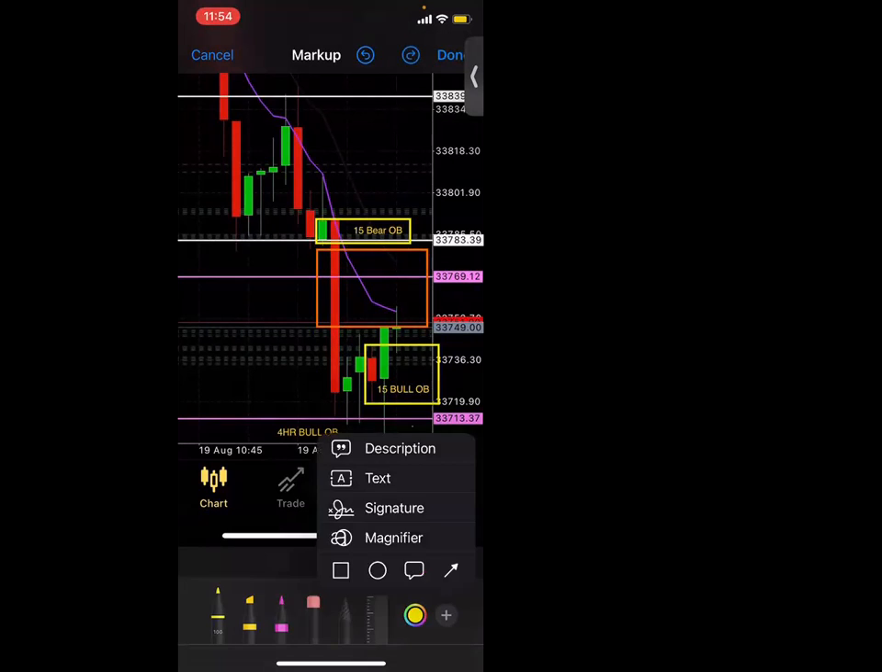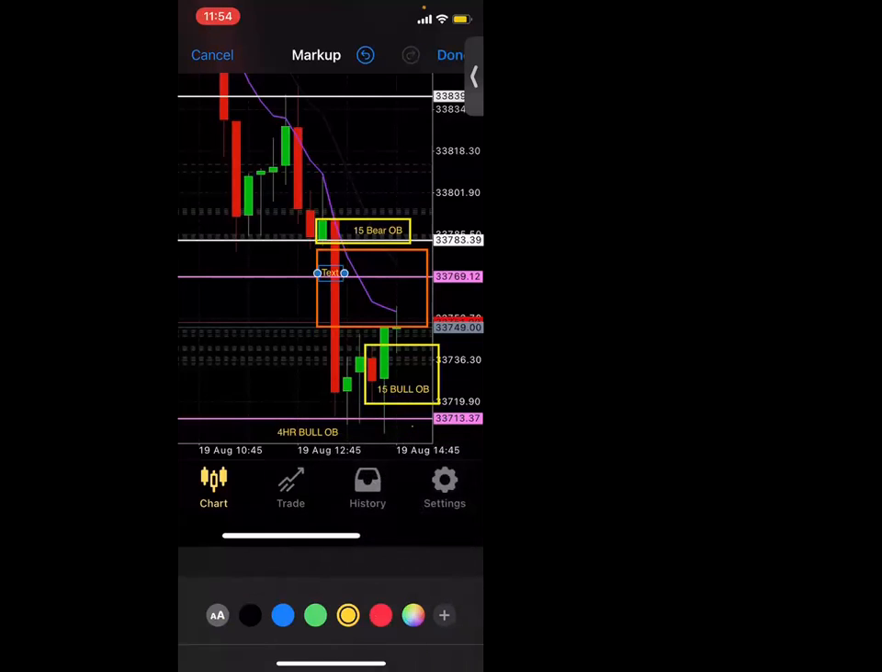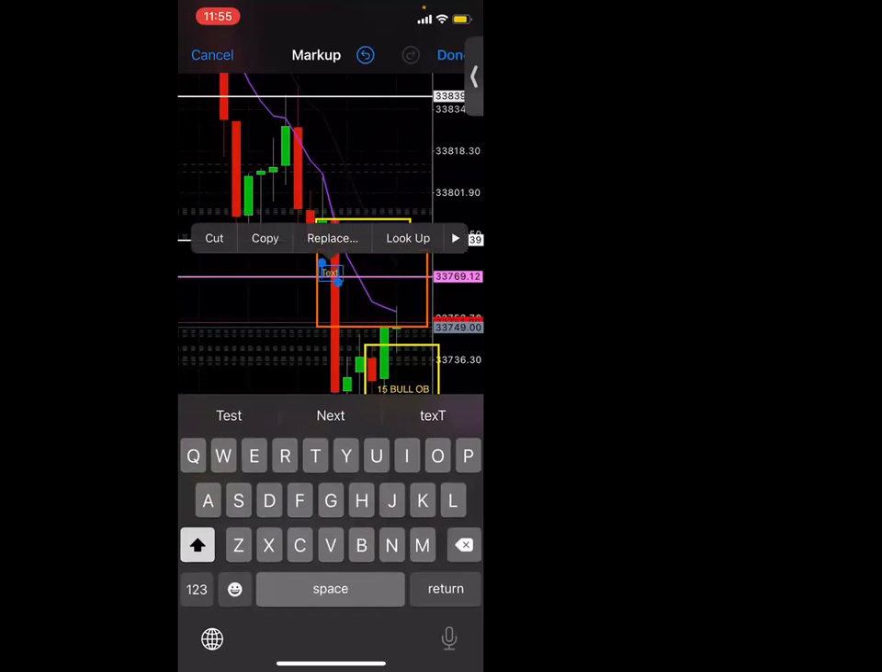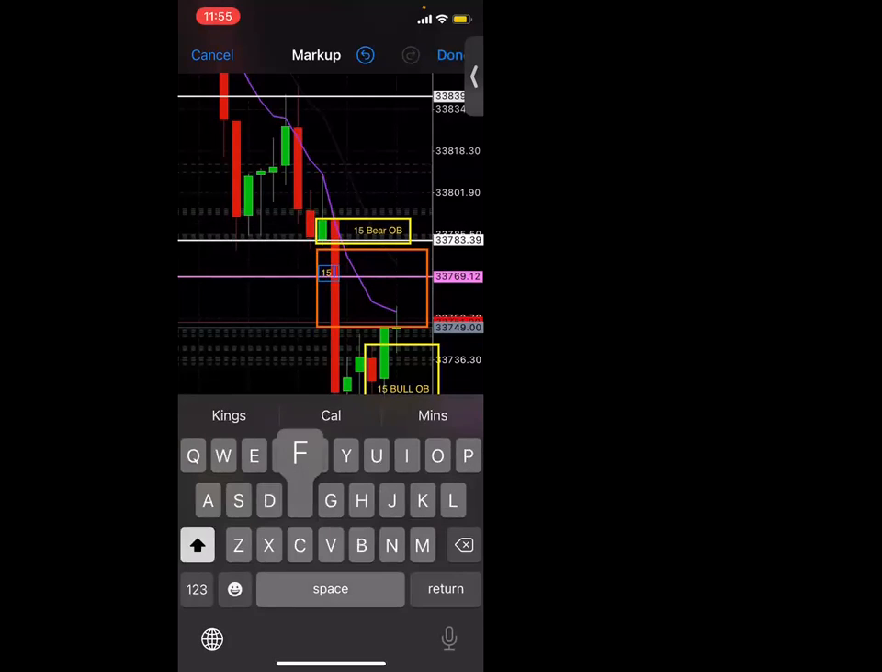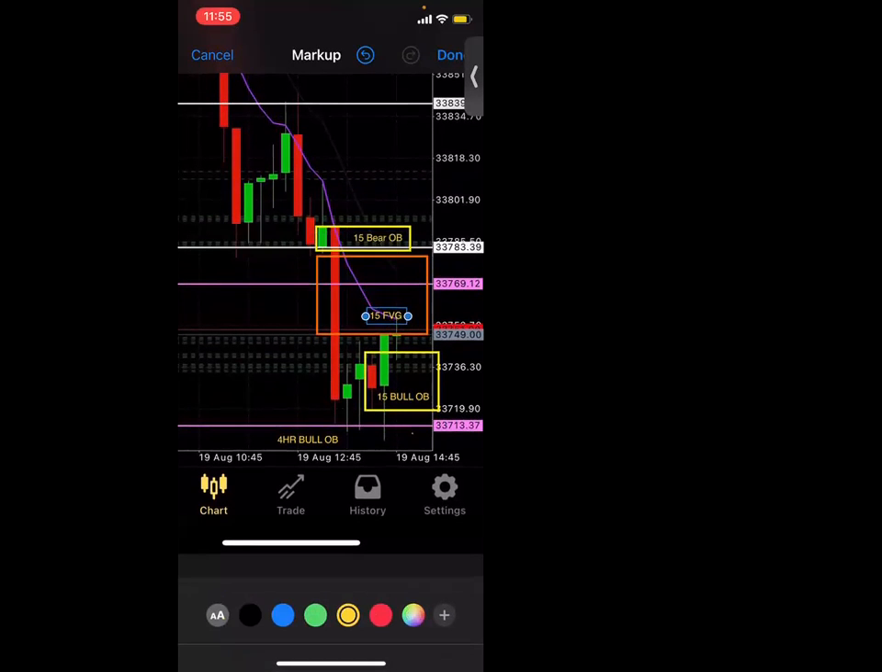So we have a 15-minute FVG that needs to be filled because this is a lower time frame. So if it was a higher time frame, it might get filled in a couple of days, couple of weeks, but this is a lower time frame, and we know that price is pushing down.